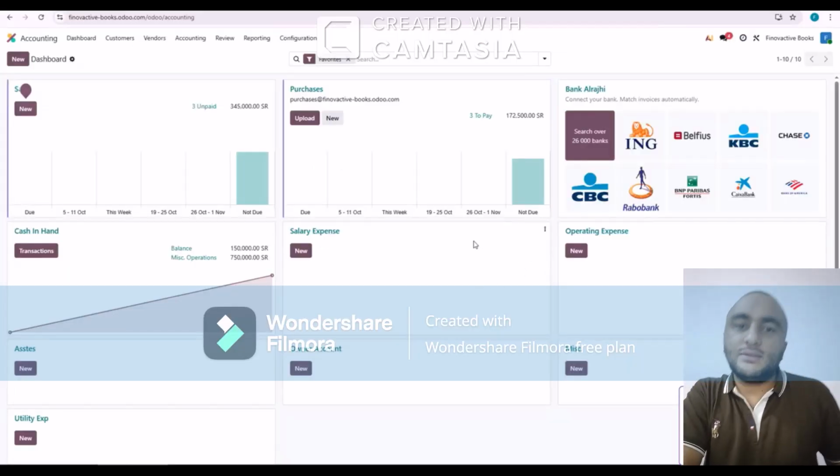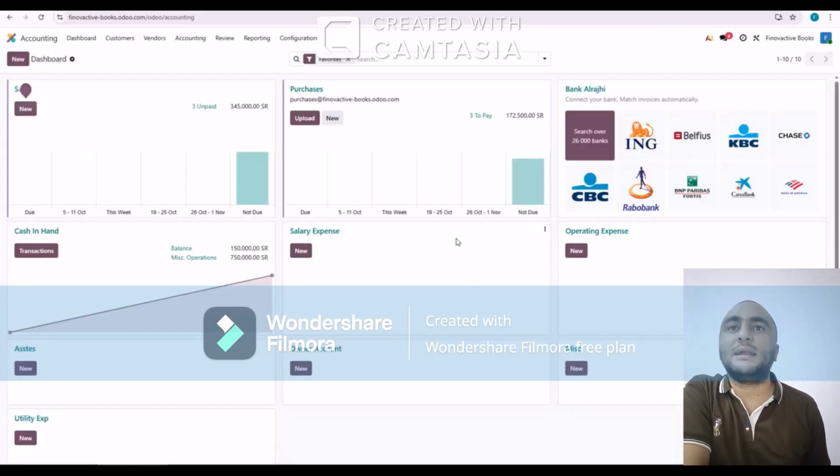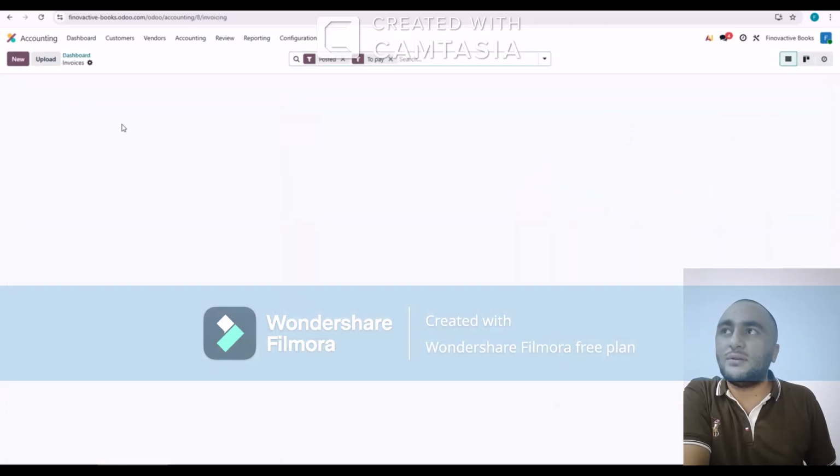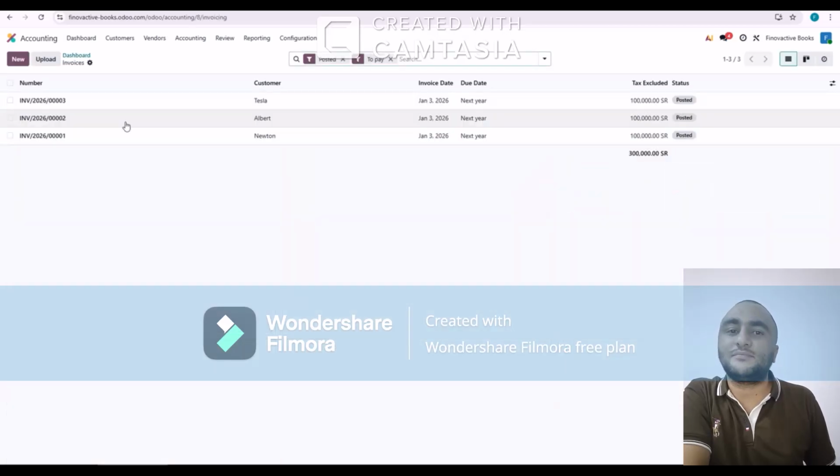Hi guys, as we have explained how bank reconciliation works, let's see how it works in Odoo. As we have paid these invoices, but I deleted those payments just to show you via bank and then reconciliation also. We will first get paid from these 3 customers: Tesla, Albert and Newton.